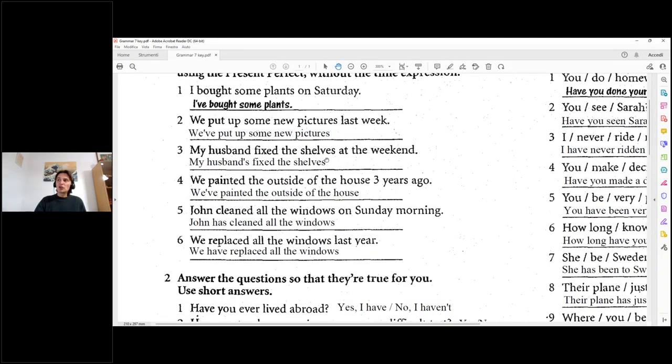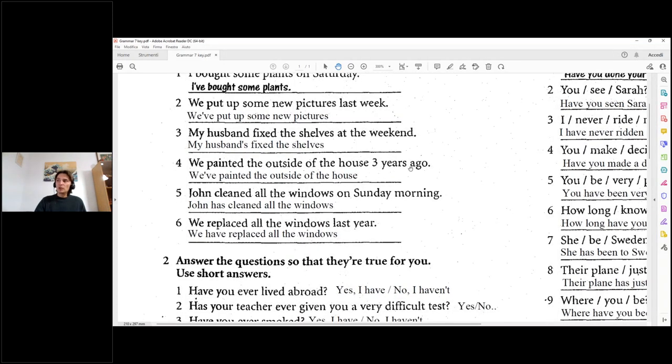My husband fixed the shelves at the weekend. My husband has fixed the shelves. Quando? Bah, non si sa. We painted the outside of the house 3 years ago. Ok, quindi c'è un tempo specifico. 3 years ago. Che è successo 3 anni fa? Abbiamo pitturato l'esterno della casa. We have painted the outside of the house.